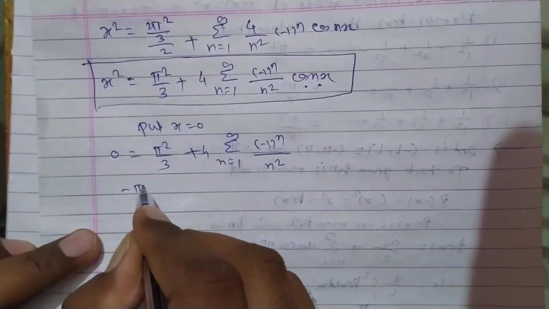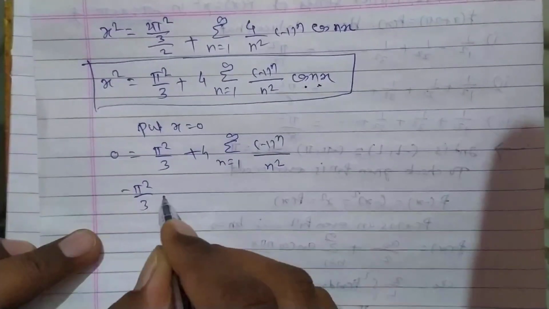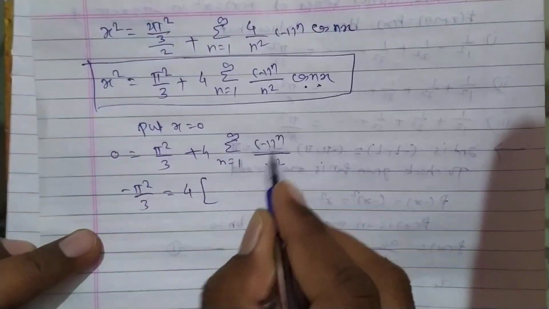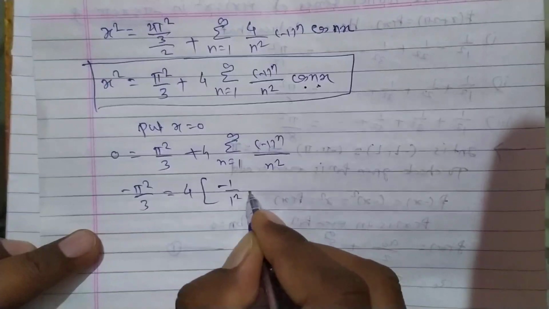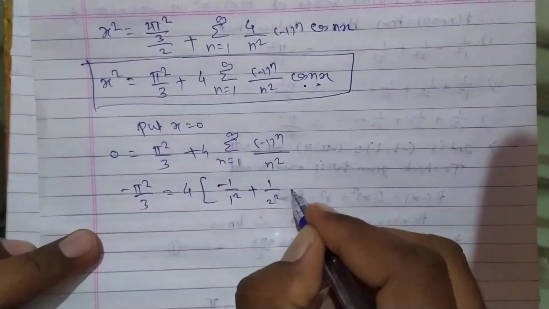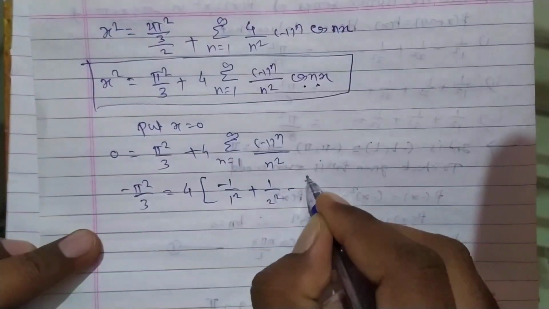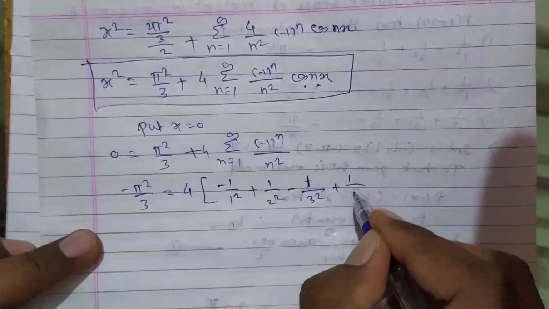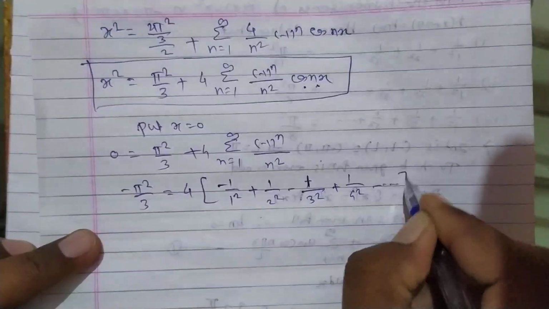So minus pi square by 3, this term on the LHS, is equal to 4 times, expand this series: for n equal to 1, minus 1 upon 1 square; for n equal to 2, minus 1 square is plus 1 upon 2 square; for n equal to 3, minus 1 cube is minus 1 upon 3 square; for n equal to 4, plus 1 upon 4 square, and so on.